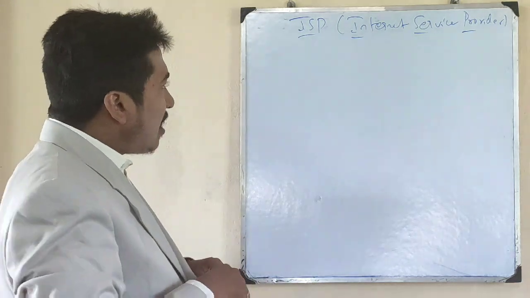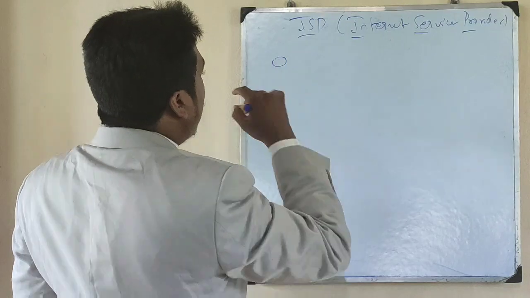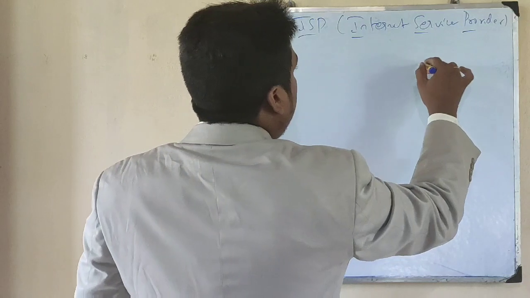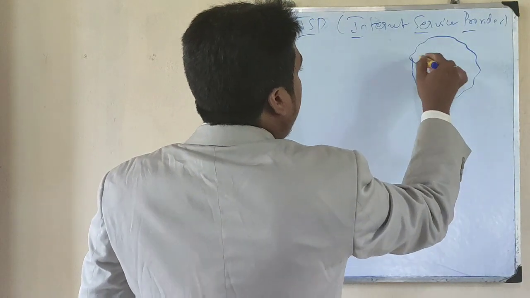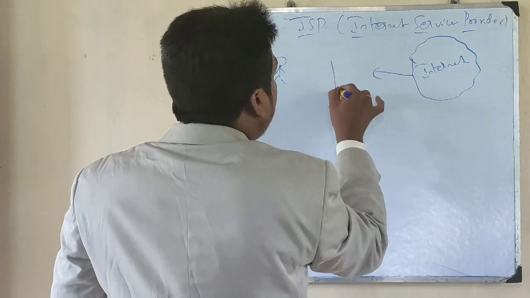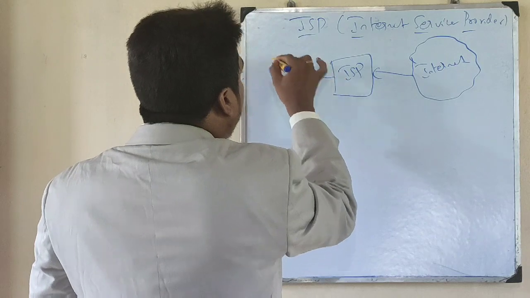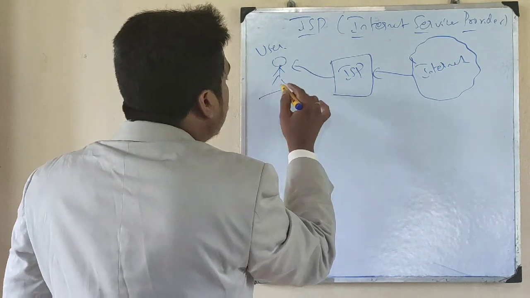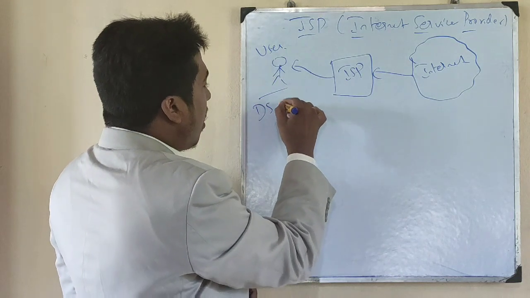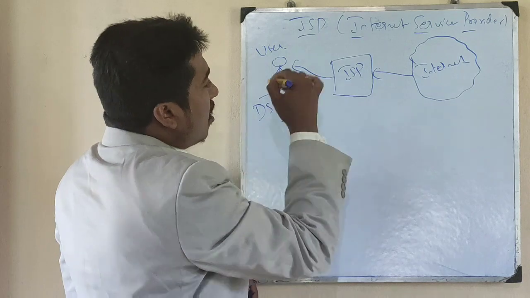Suppose I just draw one diagram regarding that. Suppose this is the user information, and here it is the outside world internet. Through this internet, it is coming from one device, which is nothing but an ISP, and it will be provided to the user. Suppose this user has whatever devices, a desktop system or laptop system or a smart mobile phone.